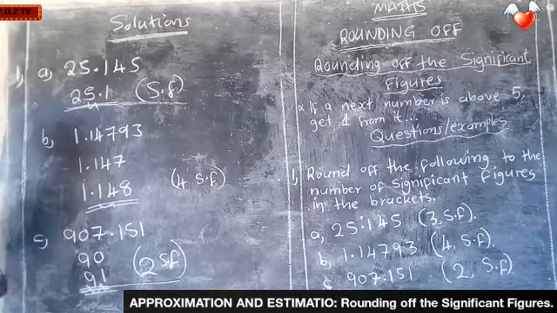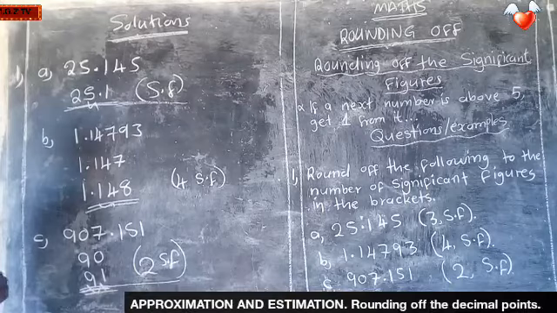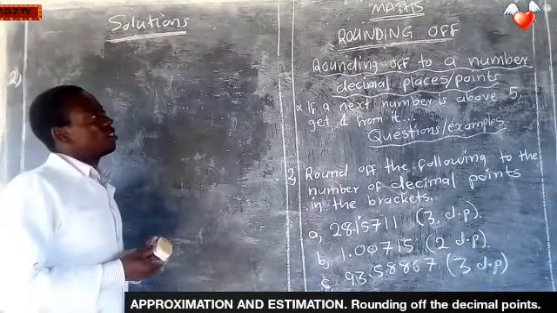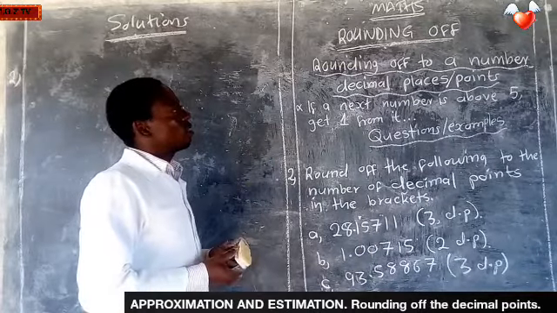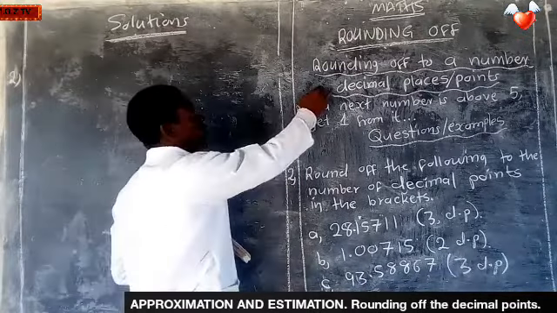And we end. So the next part is rounding off to a number of decimal places.